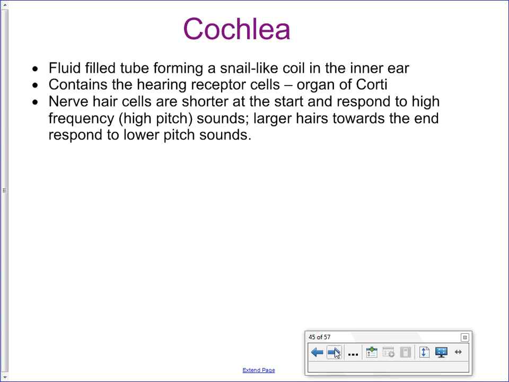Again, it is a fluid-filled tube that is coiled up, and that's why it's referred to as this snail-like coil. And of course, it is part of the inner ear. Inside is where we find the receptor cells sitting on top of the organ of Corti. We'll see a picture in a second, but hair cells are shorter at the beginning.